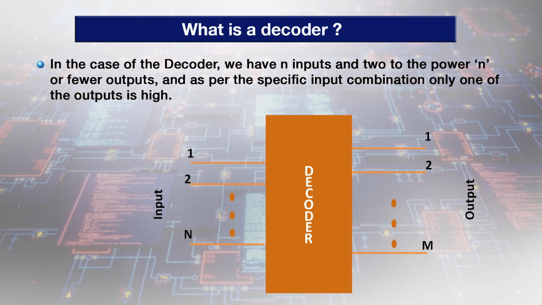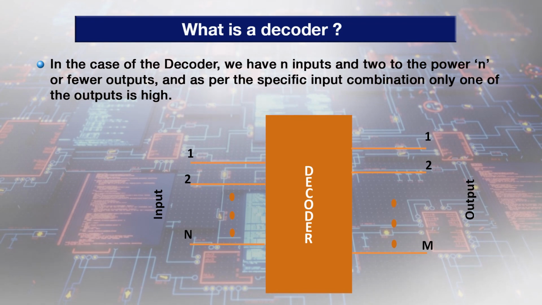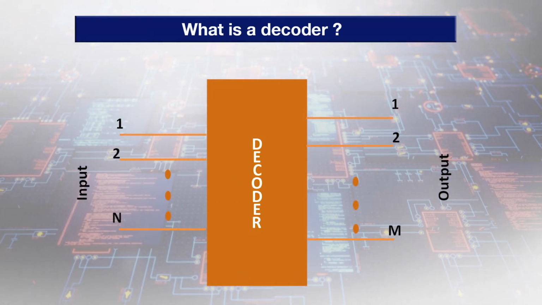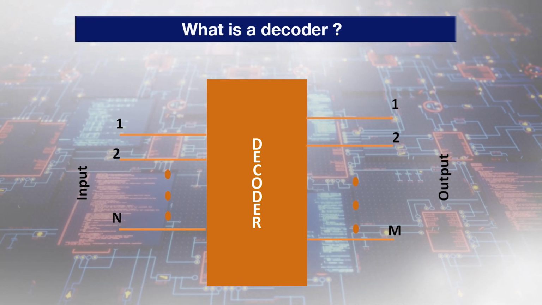In the case of the decoder, we have n input lines and 2 to the power n or fewer outputs, and as per the specific input combination, only one of the outputs is high. But in the case of the encoder, precisely the reverse happens. Moreover, in the encoder, it is assumed that at any given time only one of the inputs is high, and depending on which input is high, we get the specific code at the output.